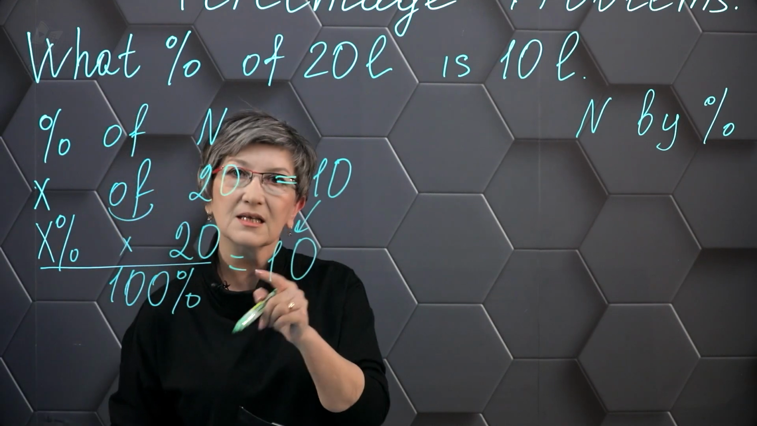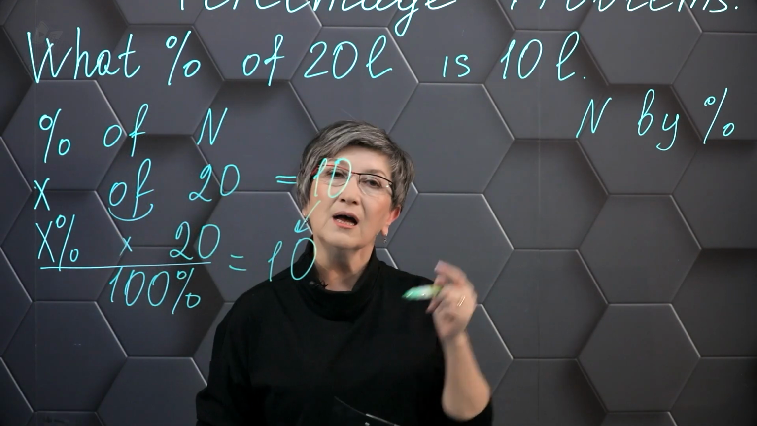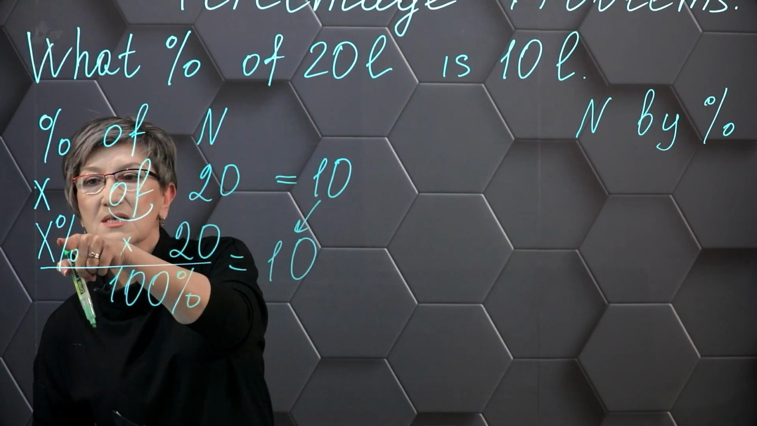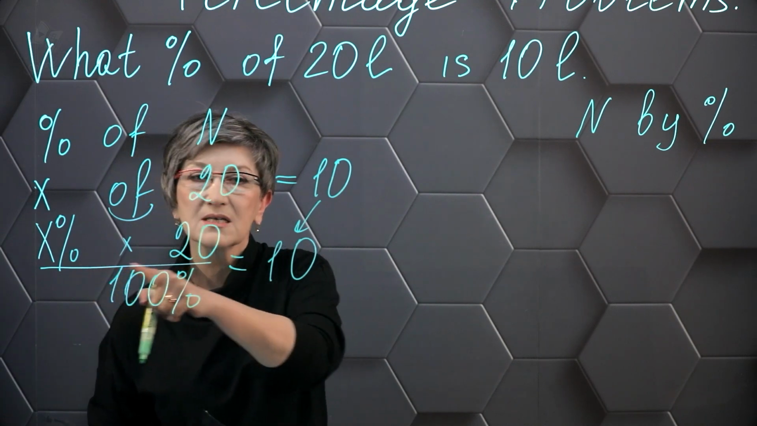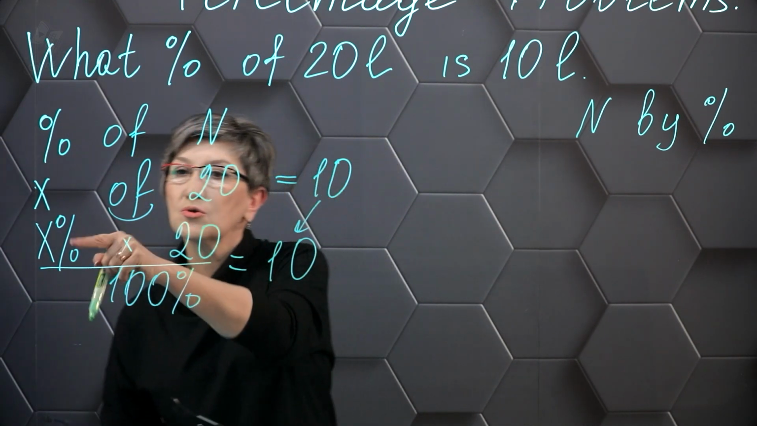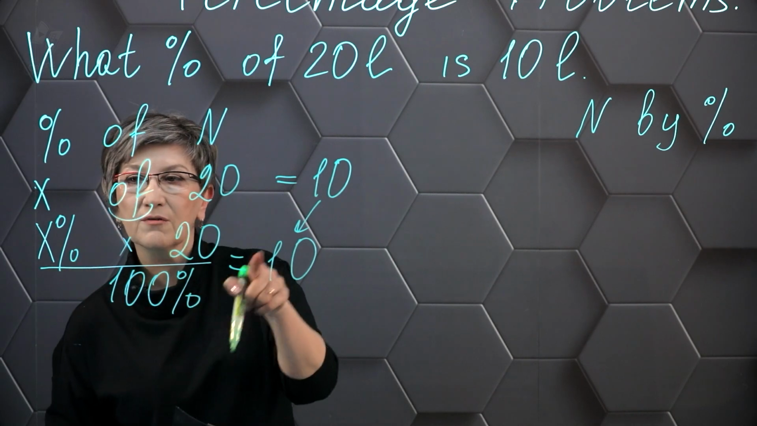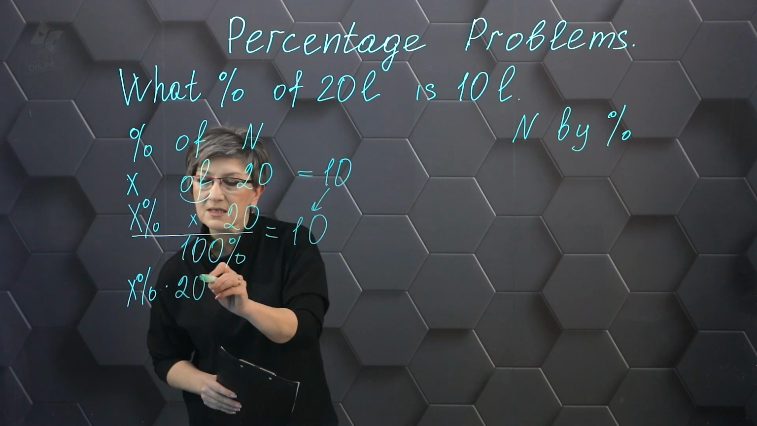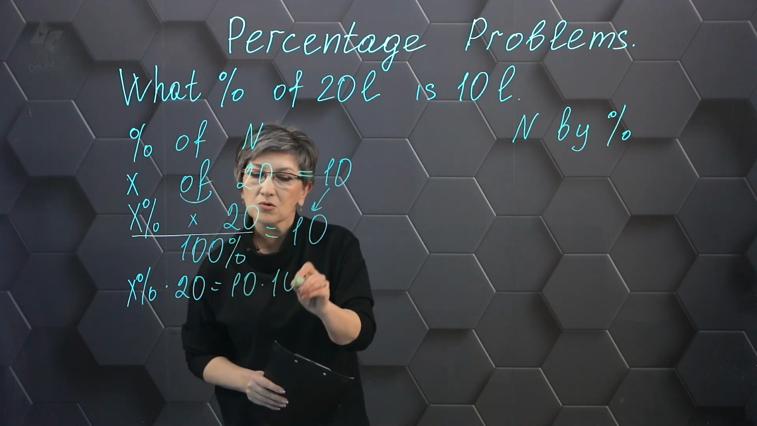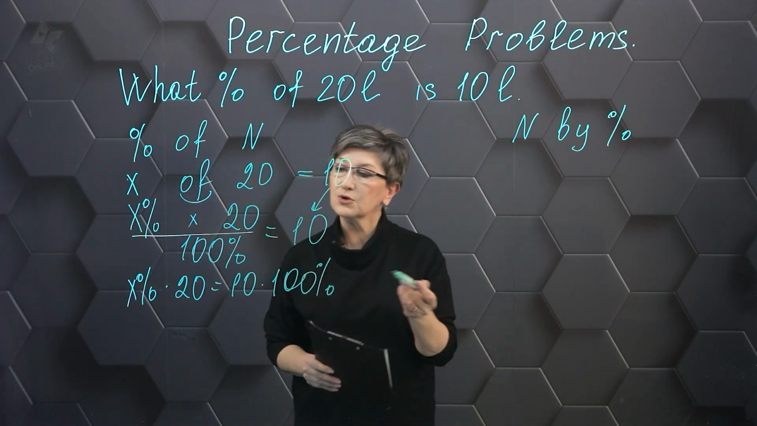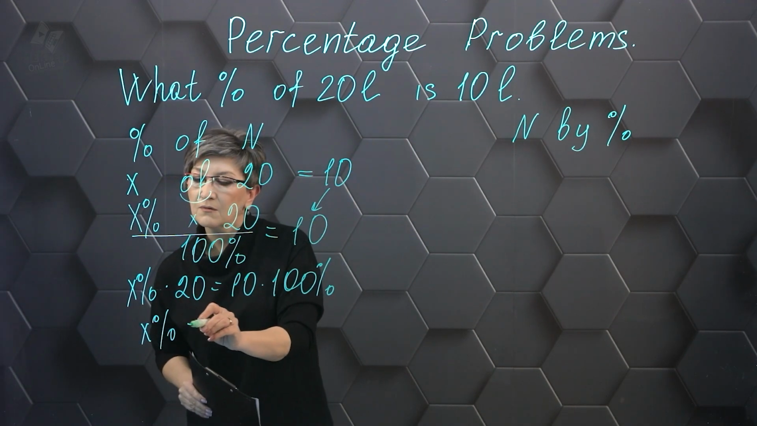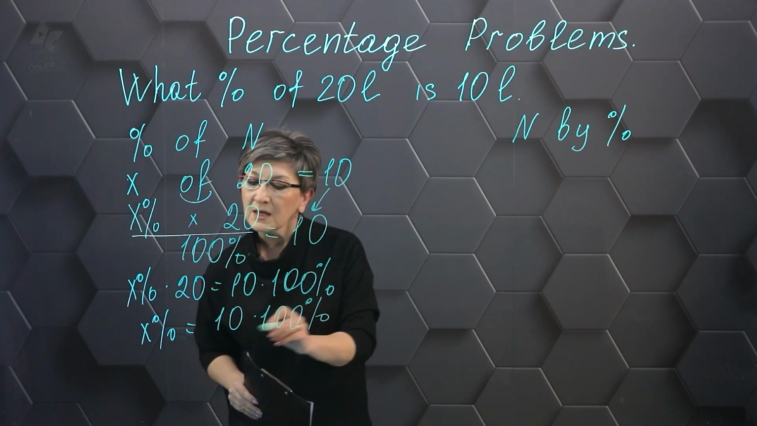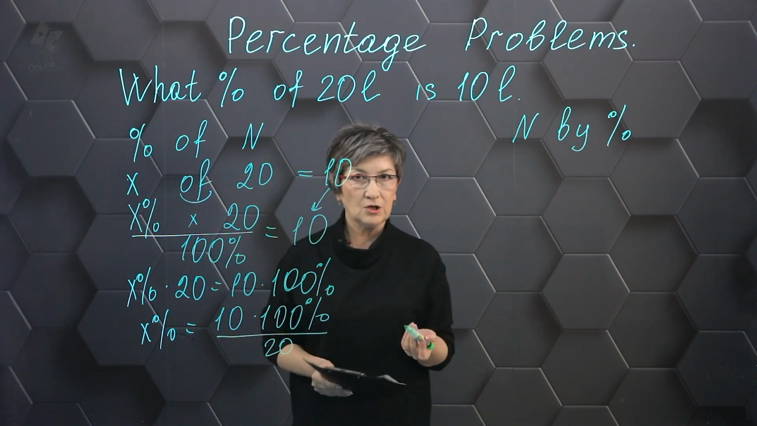Again, we solve problems like this. We found the percentages of a number in this same formula using the same algorithm. Instead of percentages, I substitute X. The rest of the notation remains the same. And what do I get? I need to find X percentages from this equation. So I write X percent multiplied by 20 is equal to 10 multiplied by 100 percent. Well, now it's very easy to express X percent. The result is 10 times 100% divided by 20. It's very easy to calculate that.